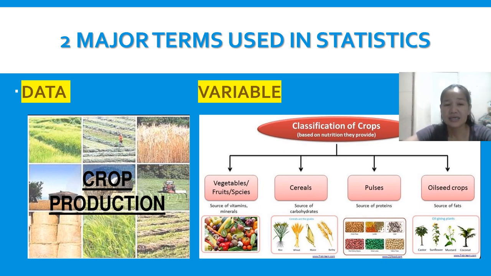So the data is crop production. All these things in the figure are an illustration of the different classification of crops, and they have different characteristics. Let's say the color, the type of crop. So we have the vegetables, the fruits or the spices, the cereals, the pulses, and the oilseed crops. So all these things are data about crop production, and these are the different classifications of crops. It is called variable data since it has different characteristics.